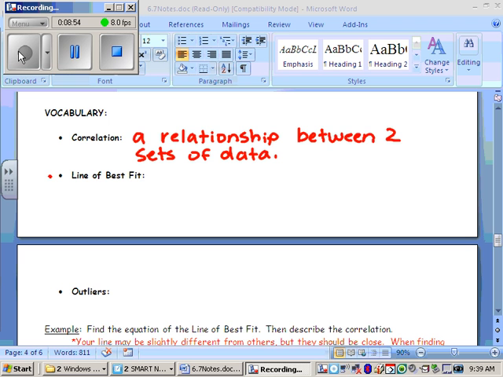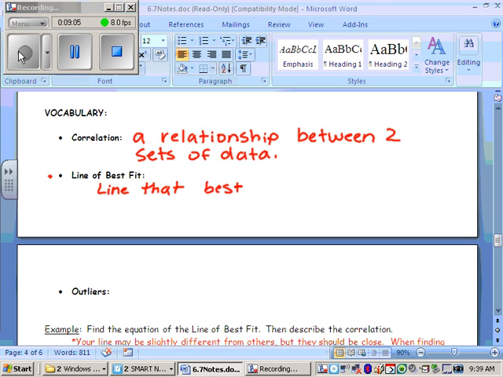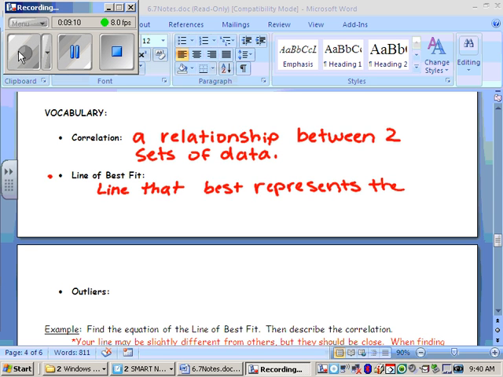We also talked about the line of best fit. So a line of best fit is a line that best represents the data points. So that's the line I drew right through the points, making sure it goes through the middle with some points above and some points below. And that line should be heading in the same direction as the points.